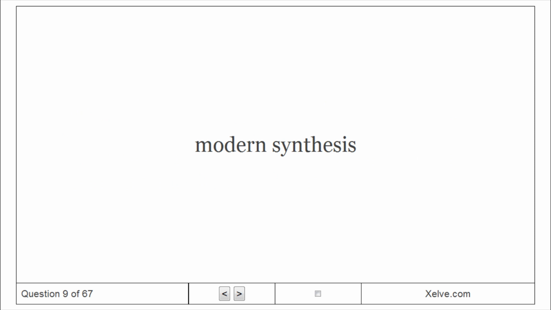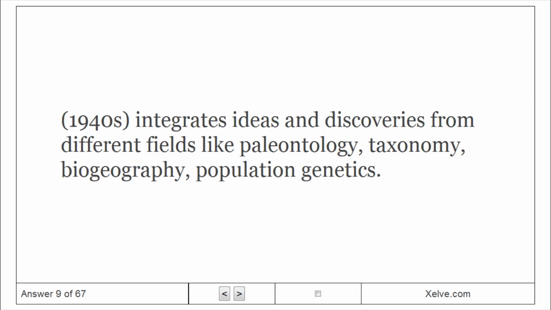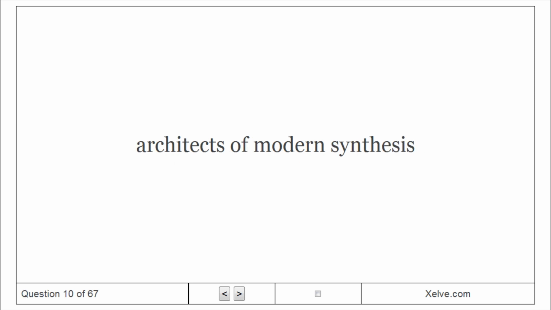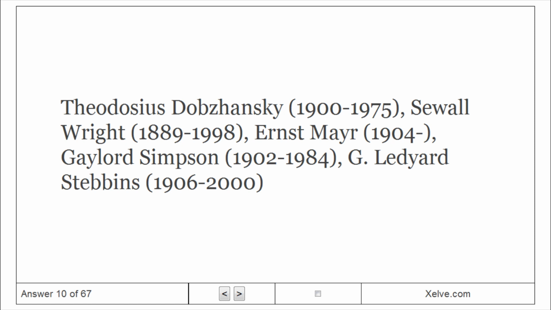Modern synthesis, 1940s, integrates ideas and discoveries from different fields like paleontology, taxonomy, biogeography, population genetics. Architects of modern synthesis: Theodosius Dobzhansky, 1900 to 1975; Sewall Wright, 1889 to 1988; Ernst Mayr, 1904; Gaylord Simpson.